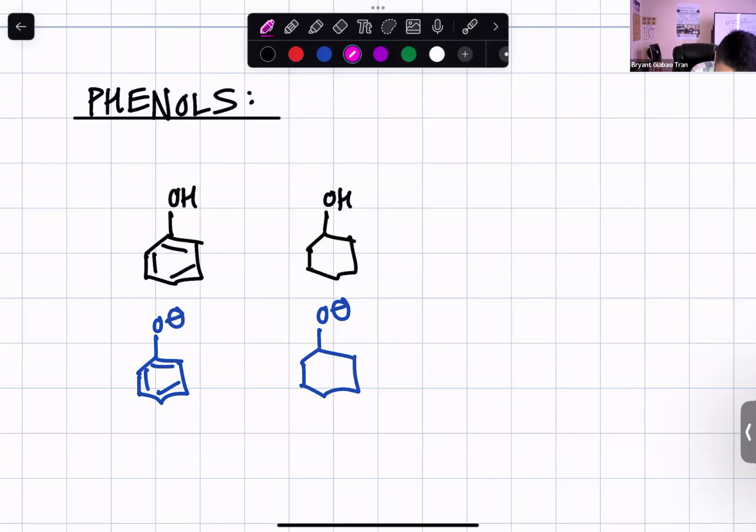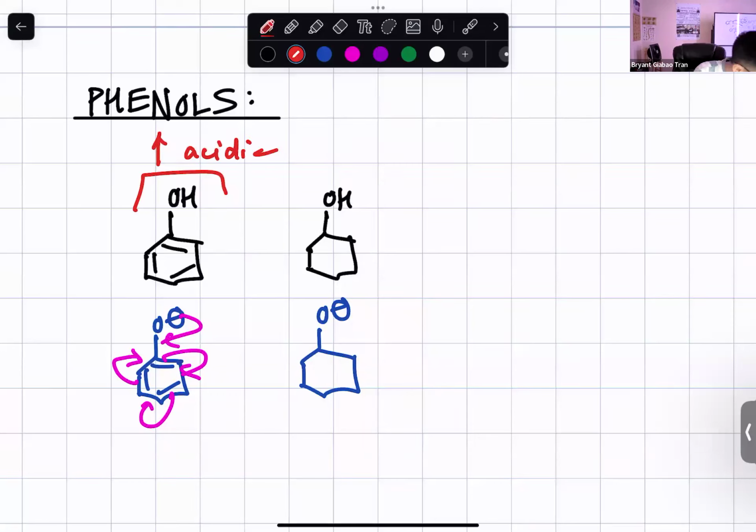Because this is able to do resonance, making phenol more acidic. Okay. Next one. Oh yeah, and we also talked about... Oh yeah, I remember now. We went over the rank the following molecules in order of acidity.